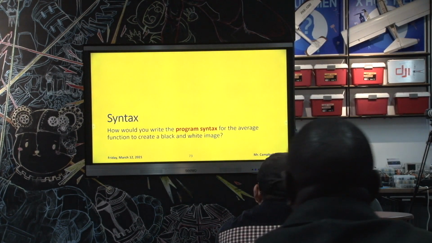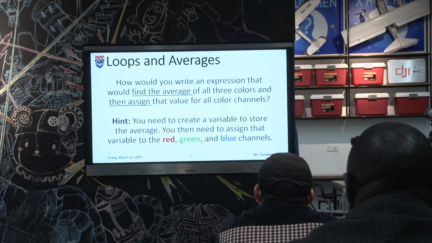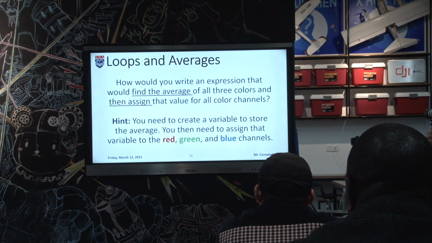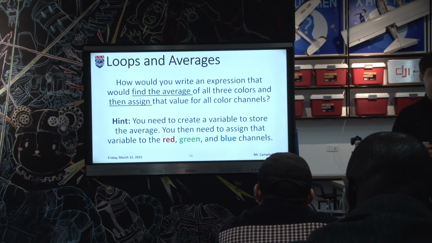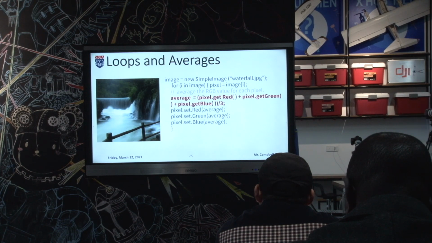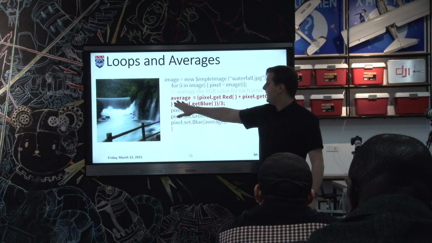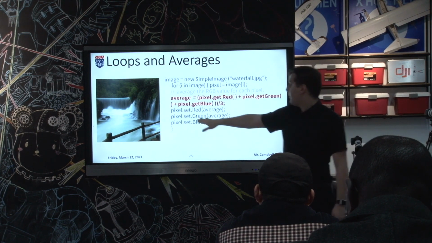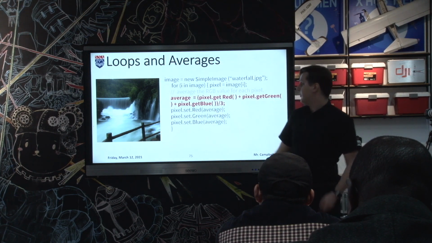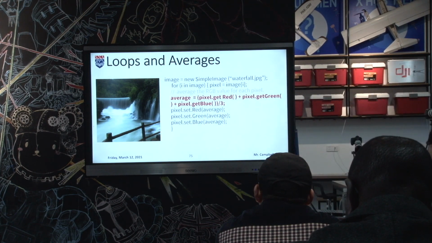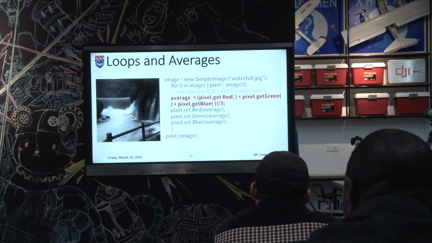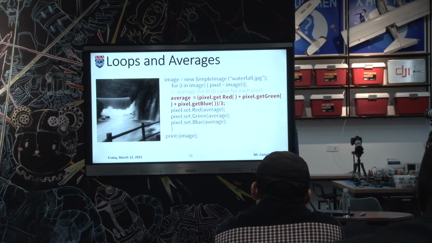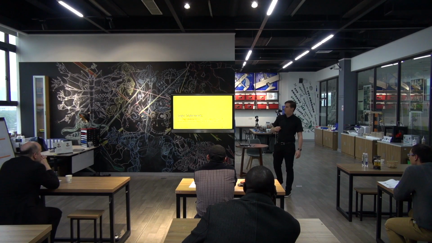So we have to think about how we would write the syntax for this. We need an expression that would find the average. We all know how to do averages in math: add up the three and then divide by three. In this case, we've created a new variable. We've said average equals red plus green plus blue, divided by 3. Then we set red equal to the average, green equal to average, and blue equal to average. We execute the command, and we get a nice black and white image that has considered all the tonal values. I'm going to speed up a little bit.